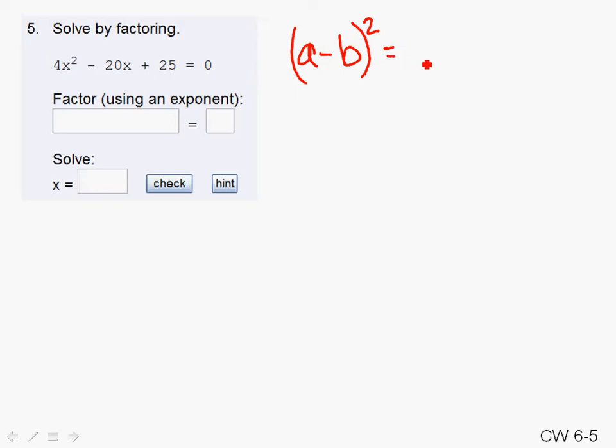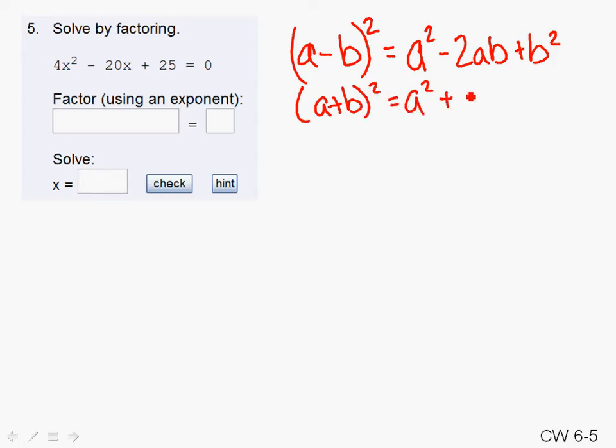If we have a minus b and that factor is squared, it will come out to be a squared minus 2ab plus b squared. If we were to have a factor that was a plus b squared, we would have a squared plus 2ab plus b squared.